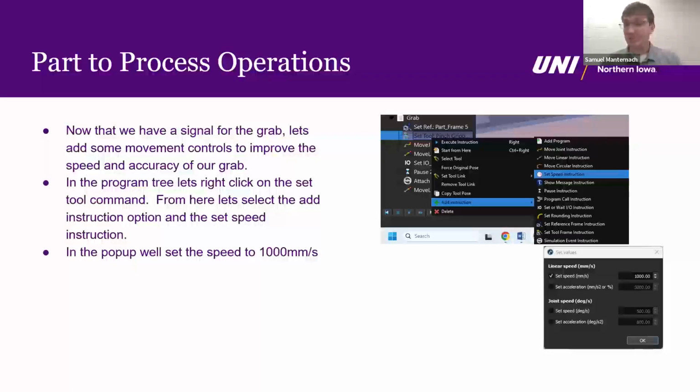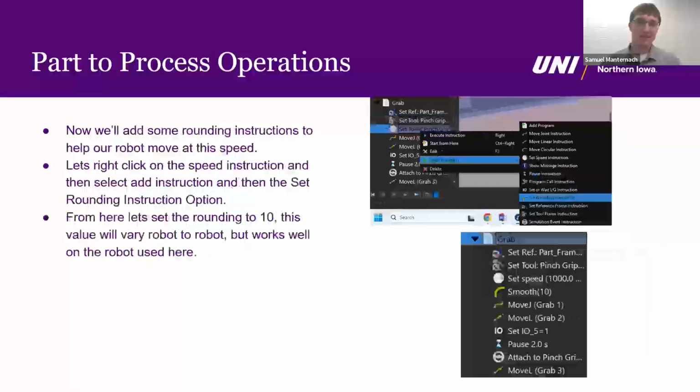So if you select in your tree just below your set tool command, you can scroll down and select your add instruction command. And then from there, you're going to select your set speed. You'll get a pop-up that looks like the icon on the bottom, and we're just going to set it to 1,000 millimeters per second. So it's going to be moving fairly quickly, then it moves slowly when moving into the part to grab.